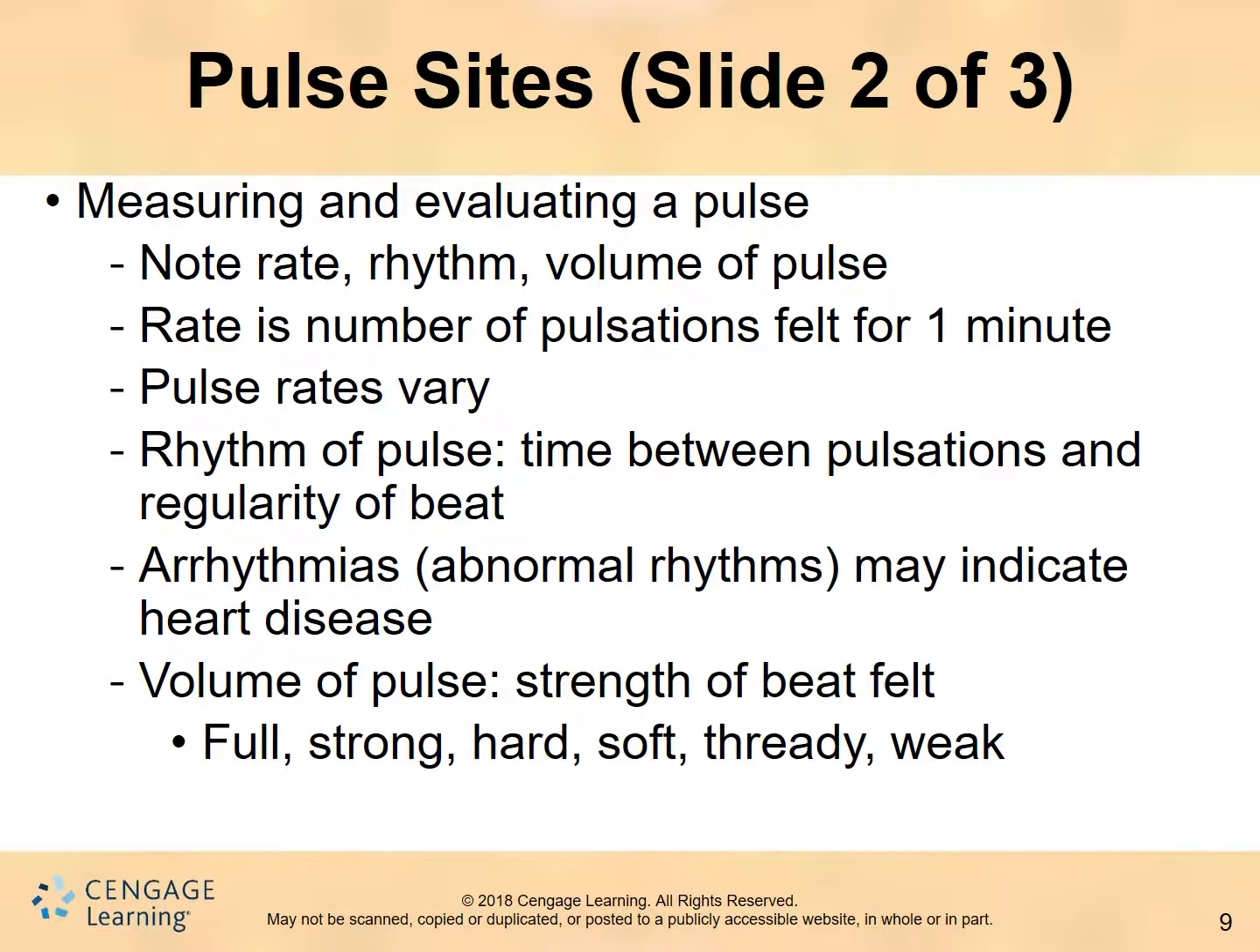Measuring and evaluating a pulse. So when you're taking a pulse, you need to note the rate, the rhythm, and the volume. The rate is the number of pulsations felt per minute, and the pulses vary. The rhythm of the pulse is the time between the pulsations and the regularity of the beat, and you need to note that in your charting. Arrhythmias are abnormal rhythms and may indicate heart disease. And then the volume of the pulse. Is it strong? Is it weak? Is it hard, soft? Is it thready? Is it full?